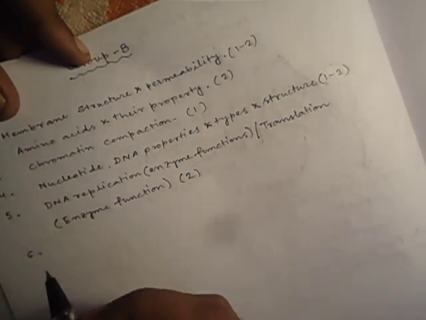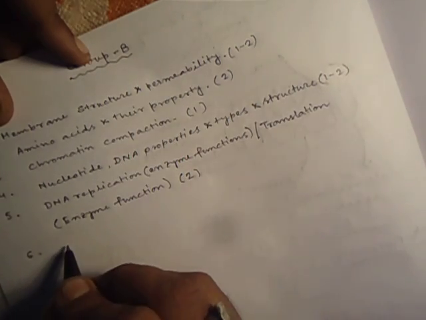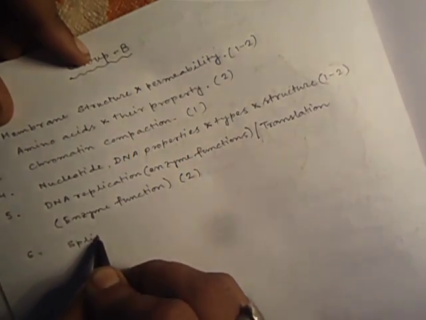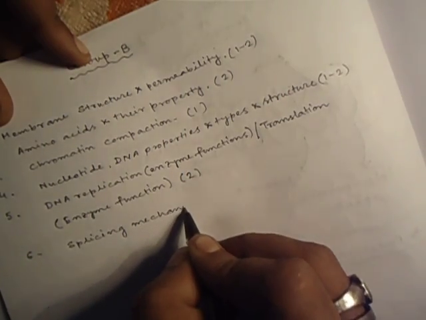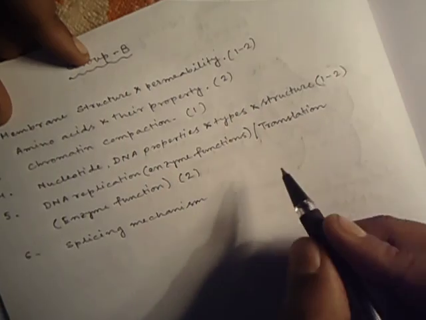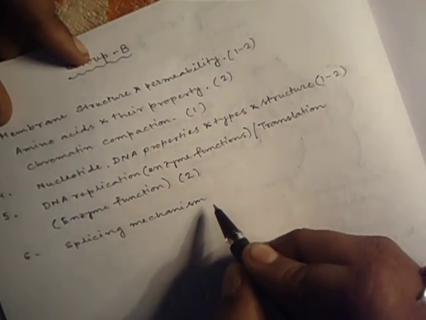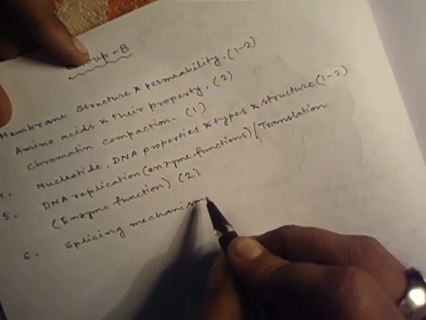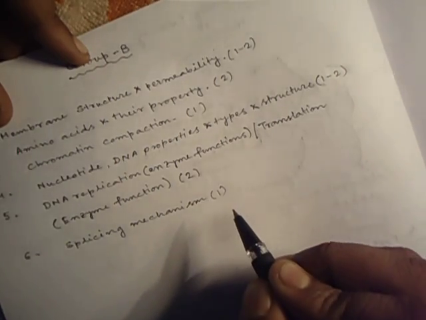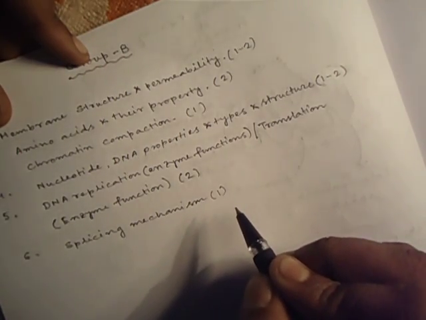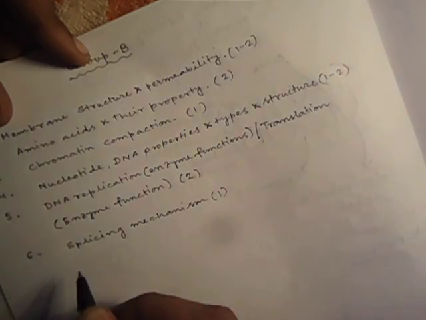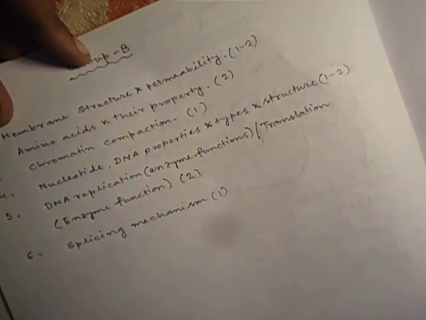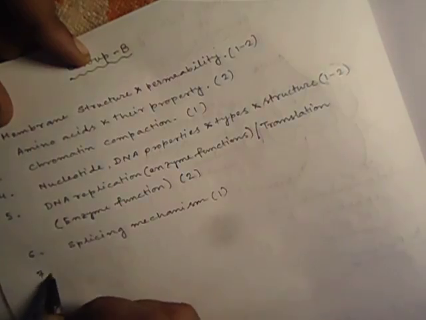Now, come to point 6, splicing mechanism. This is one important topic. Obviously, you can get Group C questions from here, but you can get 1 question from here if you prepare it very well, or maybe not. But obviously, you have to do that because of Group C questions. For Group C questions, splicing mechanism is much important.